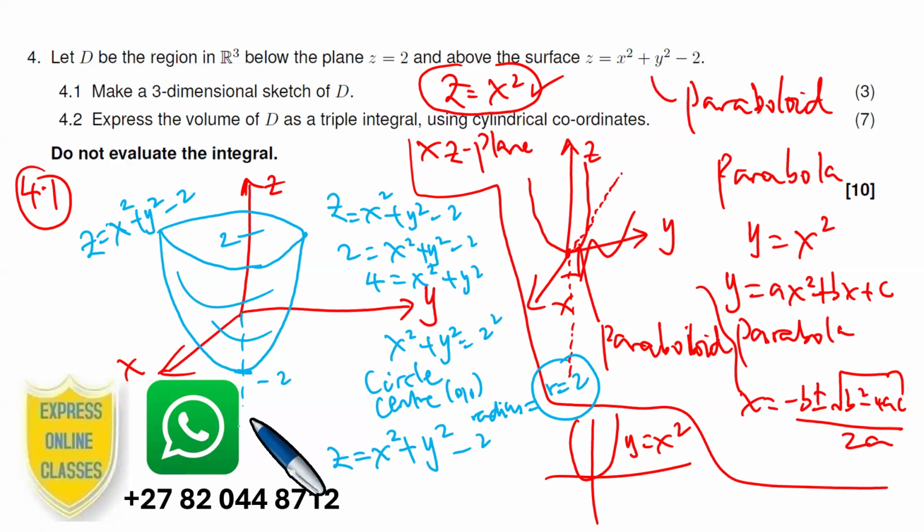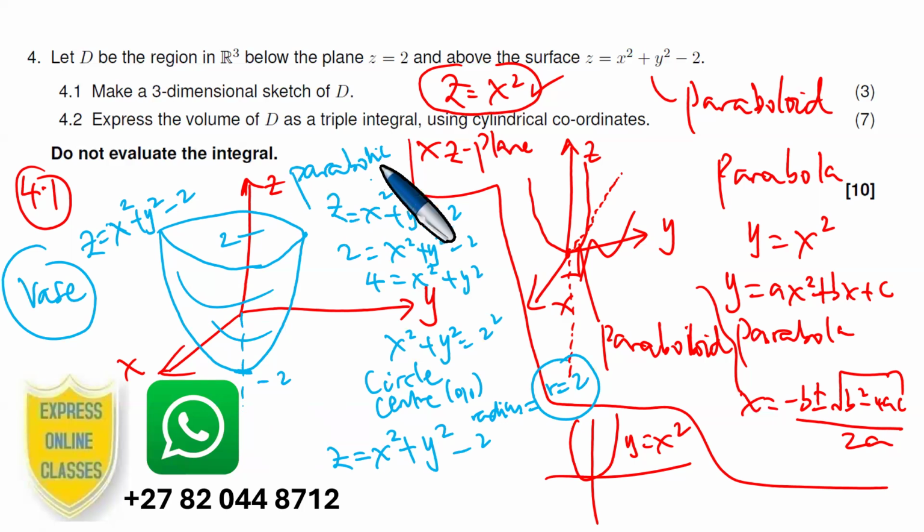So it's like a vase. Now the question is, what is the right pronunciation? Okay, normally vase is the pronunciation, but it looks like this, like a jar. Okay, so we have sketched this one, and it is called a paraboloid.